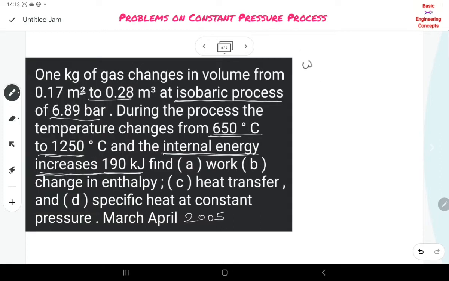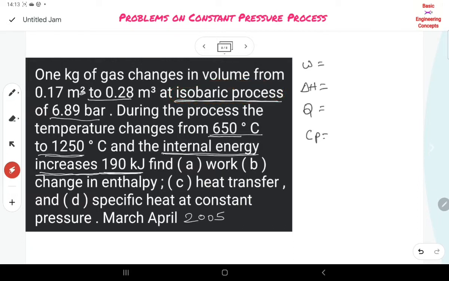Find work done. Next, B, change in enthalpy, delta H. So heat transfer, Q. Next, specific heat at constant pressure, Cp. Okay, so it is clearly mentioned that it is an isobaric process, that is a constant pressure process.